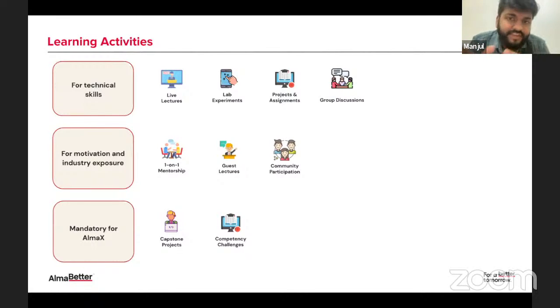Because if you have a lot of technical skills, you also need to understand how you can use those technical skills in this industry, right? And finally, if you're trying to get yourself into the placement program that we have here, which we term as AlmaX, you have to ensure that you are doing all your competency challenges, that is your projects, your assignments, your quizzes, your tests, and obviously you are working on your capstone projects as well.